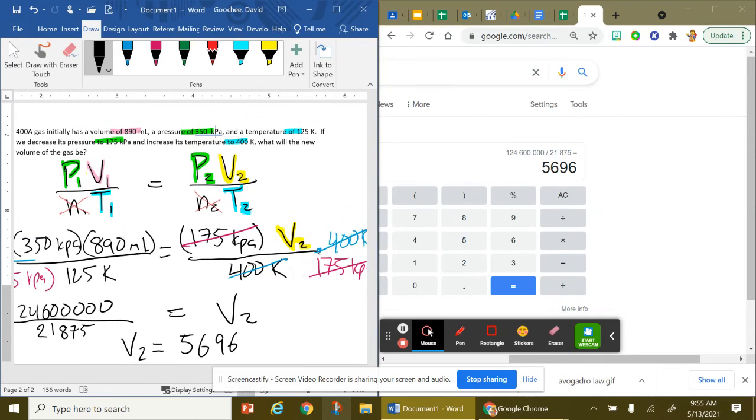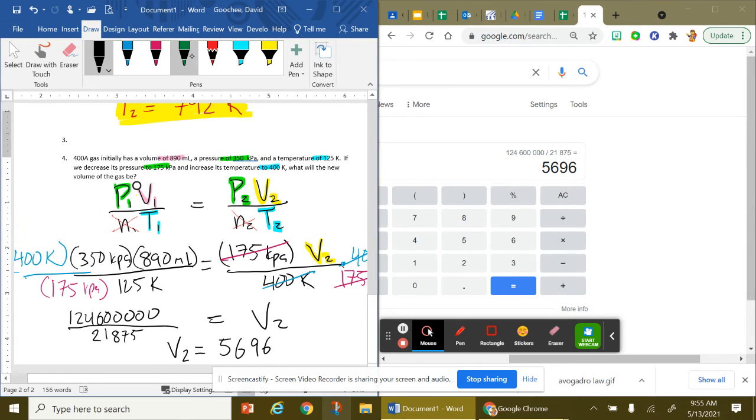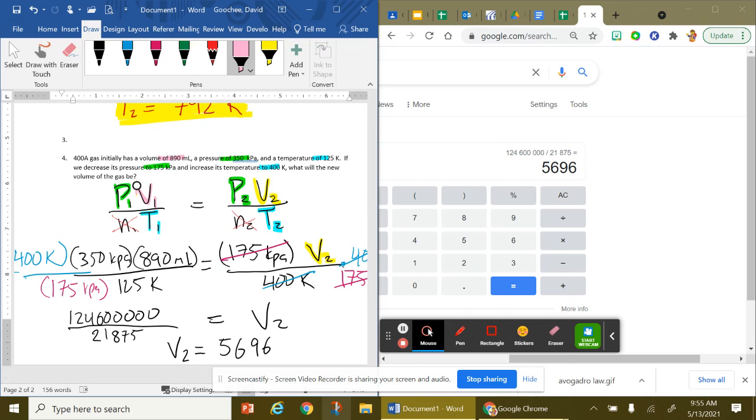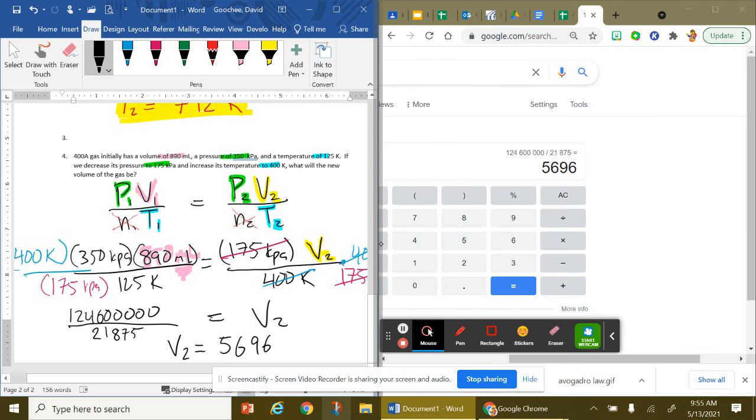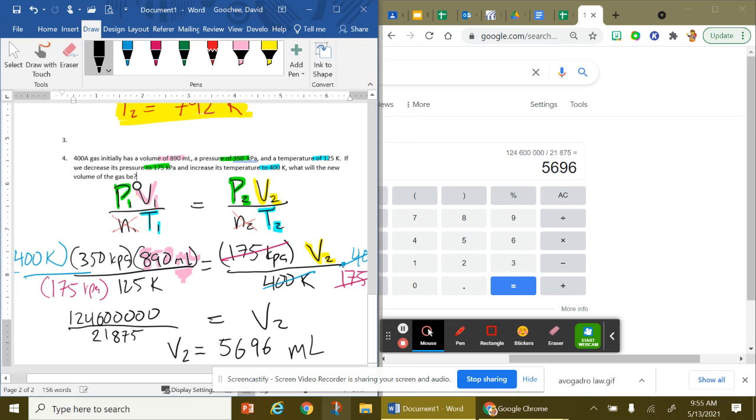The units have to match on both sides. Over here on the left side, the volume units, 890 milliliters. So the units we use on this side have to match, it's milliliters. There you go. There's your answer. So there we go, guys. That's how you do it.